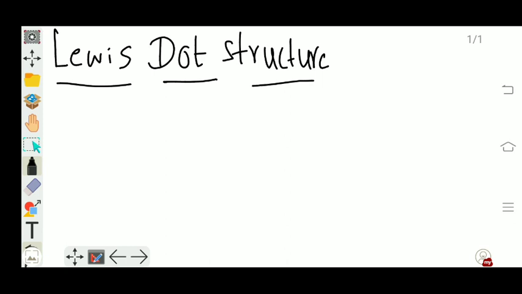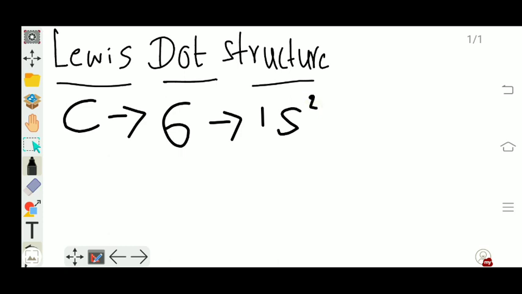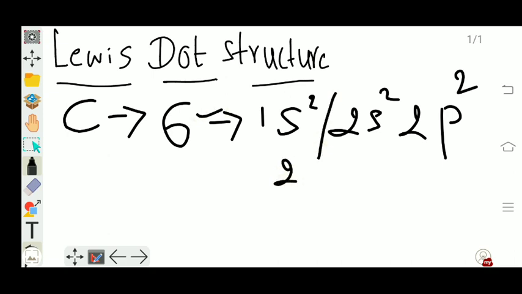First I will tell you about carbon. The atomic number of carbon is 6. The electronic configuration is 1s2, 2s2, 2p2. 2 plus 2 is 4, 4 plus 2 is 6. These are 2 electrons, and these are 4 electrons. These 4 electrons are the valence shell electrons.